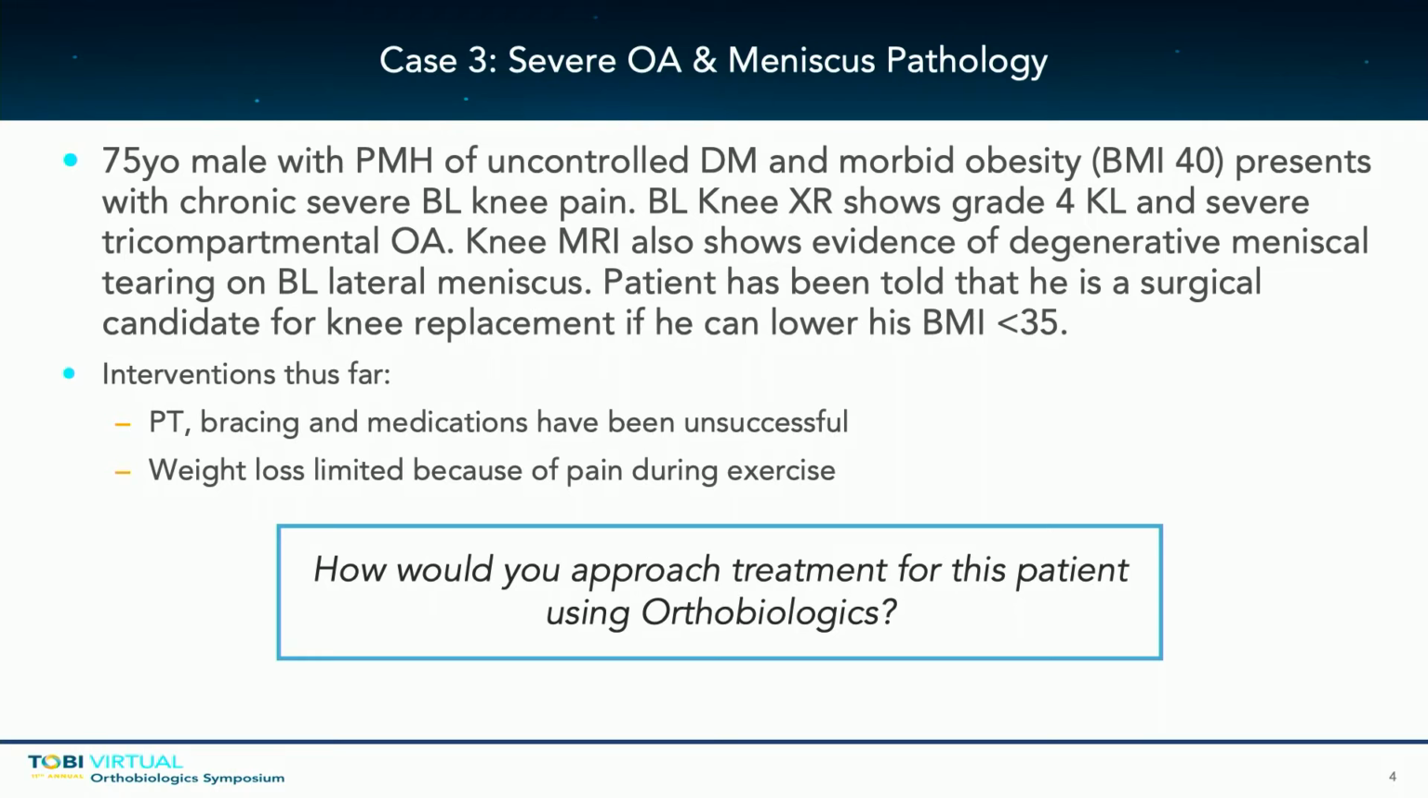The patient has been told that he is a surgical candidate for knee replacement if he can lower his BMI to less than 35. Thus far, the patient has been unsuccessful with bracing and PT and medications, and his weight loss has been limited because of pain during exercise. How do you approach a patient with this kind of clinical situation? And Dr. Alfieri, why don't we start with you?